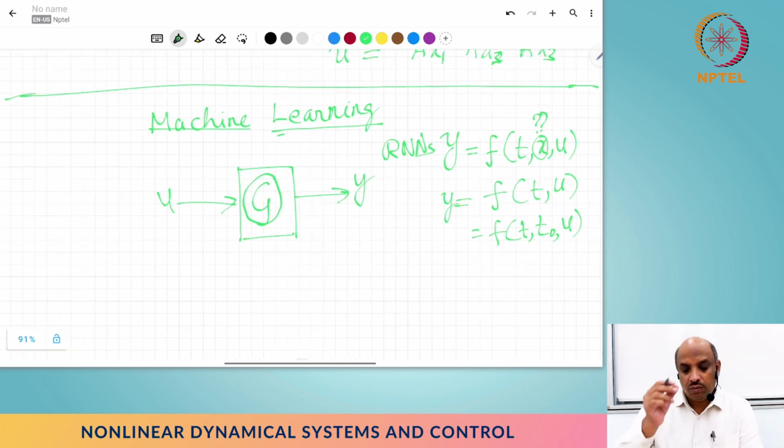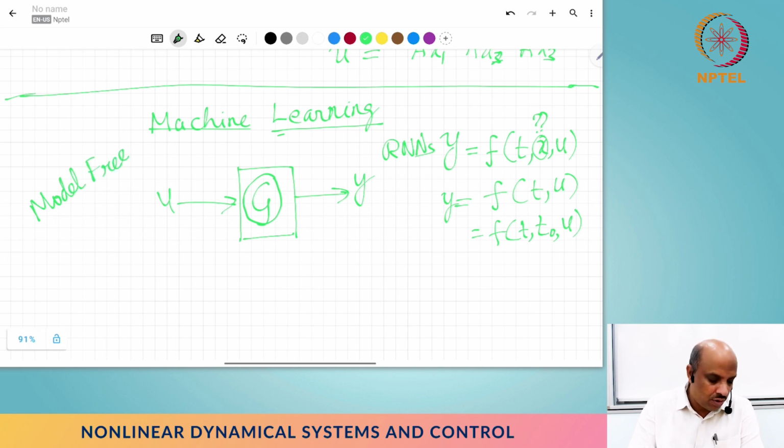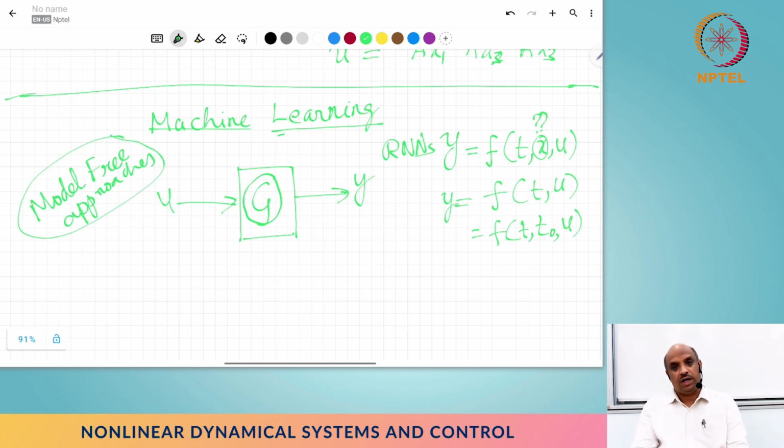So these are in general called model free, and I have some hesitation to call them model free approaches. I'll explain the reason why they are called model free, and then why I hesitate to call them model free, and then where is the resolution to these questions.